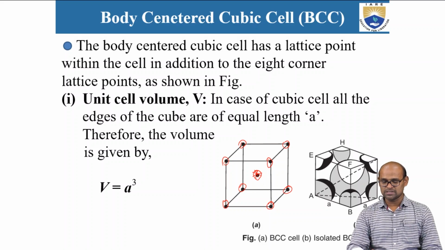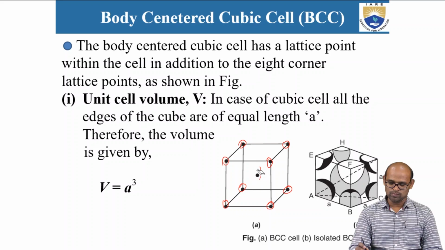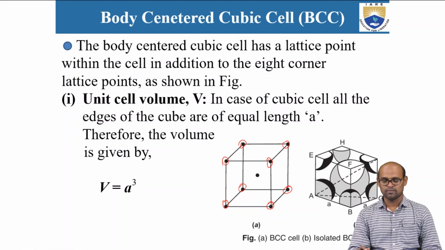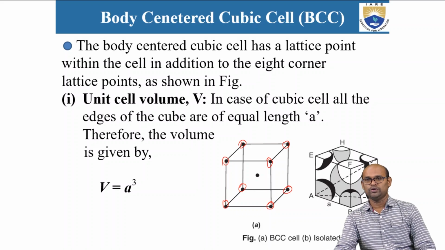If you do not have this center point, this will become a simple cubic unit cell. Because we have this lattice point at the center of the body, this is called a body-centered cubic unit cell. Okay, so the first parameter which we are going to look at is unit cell volume, which is denoted by V.